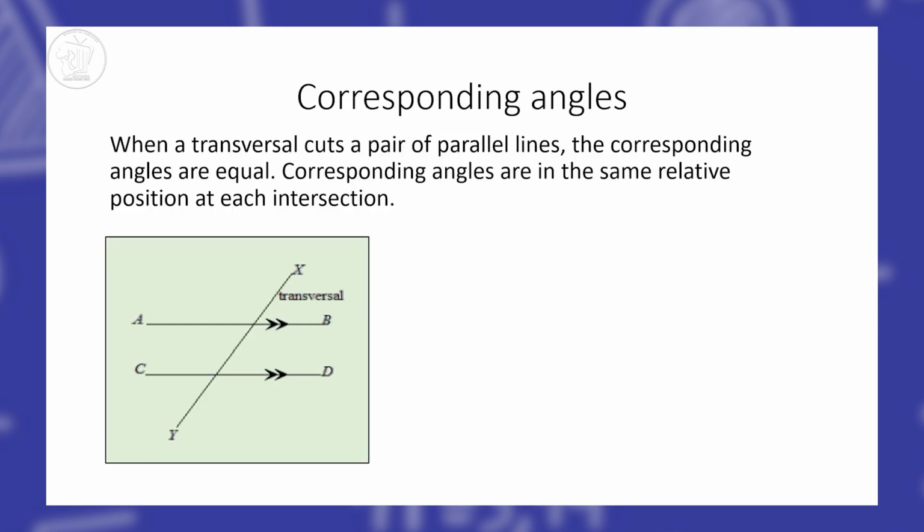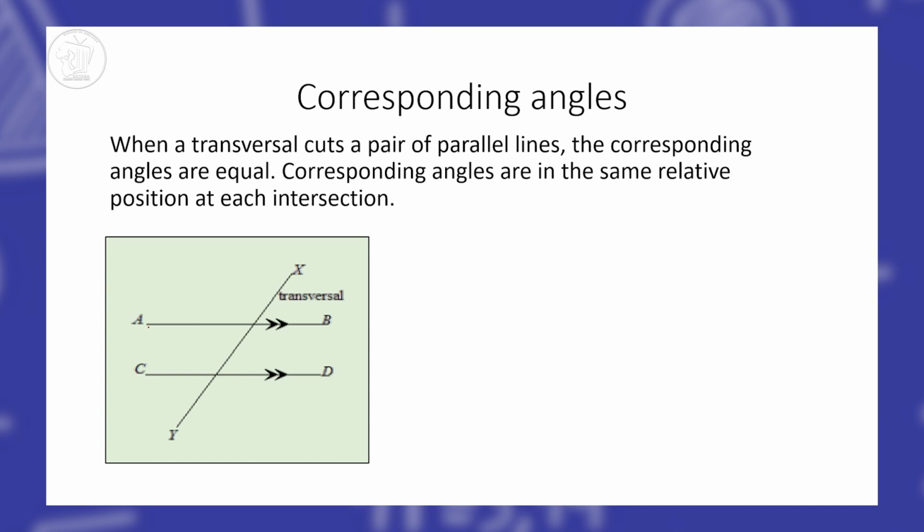So corresponding angle says when a transversal cuts a pair of parallel lines, and by transversal we mean a straight line that cuts through two lines at distinct points. So when a transversal cuts parallel lines, the corresponding angles are equal. So corresponding angles are in the same relative position at each intersection. Let's go through this theorem in detail.